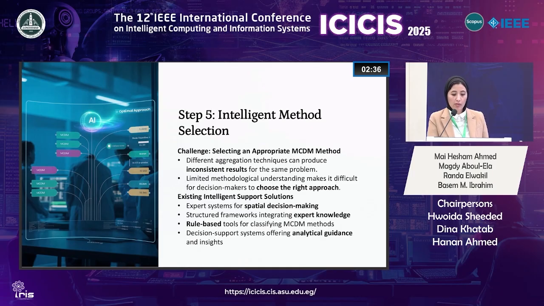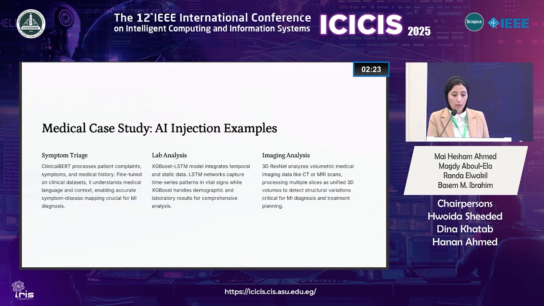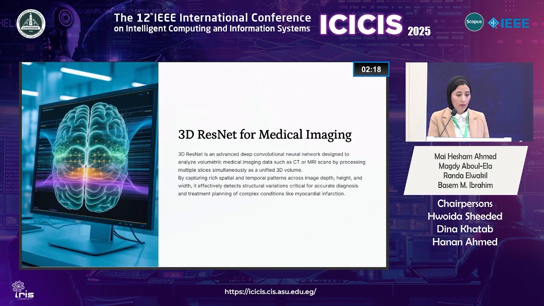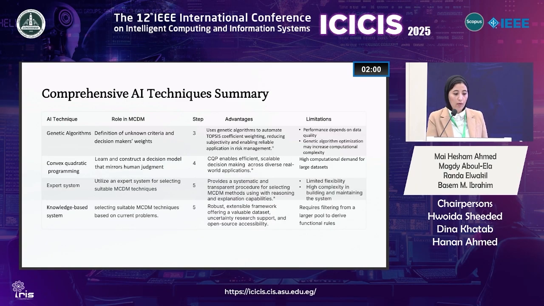Step 5, intelligent method selection. In this step, we have to choose the best method for the situation. Okay, this case study I will pass because of time. This is a summary of our comprehensive AI techniques. As shown, you have the AI techniques, their role, which step of multi-criteria decision making they support, and their advantages and disadvantages or limitations.